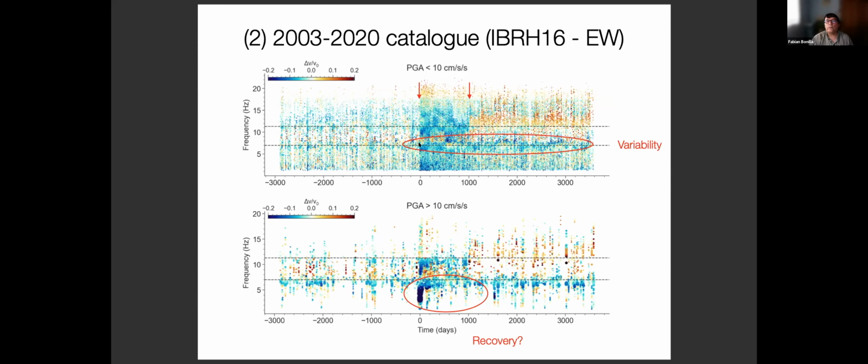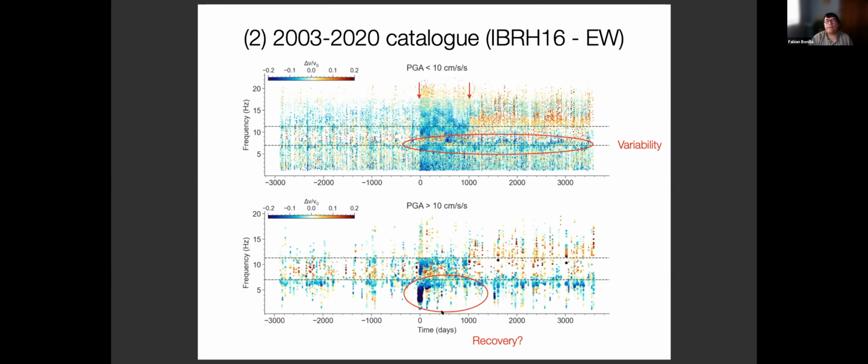So this is before, the background, and then you have the Tohoku earthquake, and then you see up, down, up, down, up, down, and something that I don't know what happened here is that after 1,000 days, the high frequency here disappeared. But this does not happen in the north-south component. So this is a mystery.